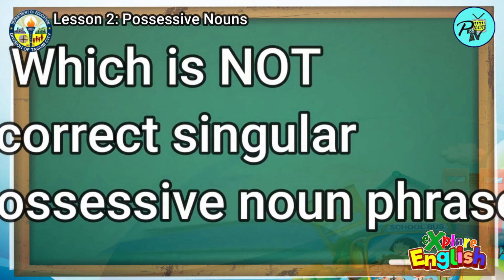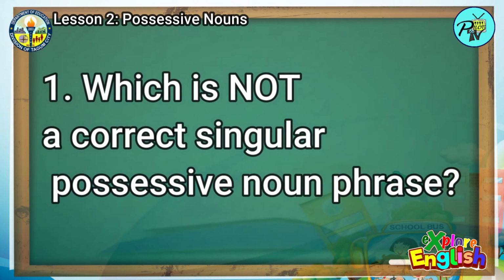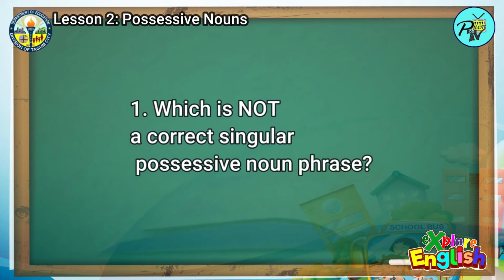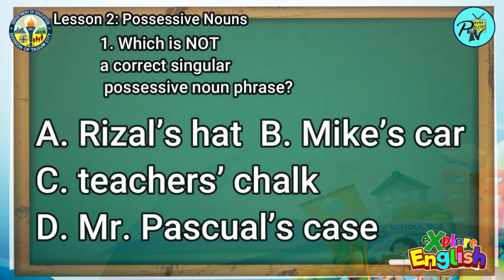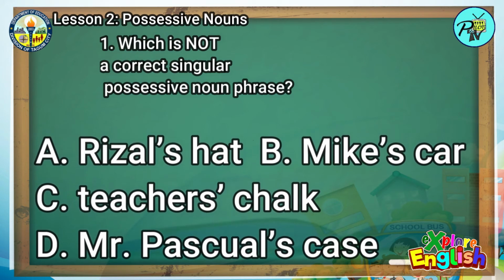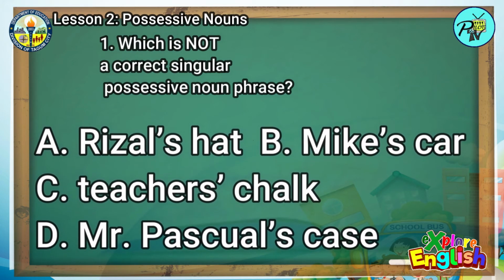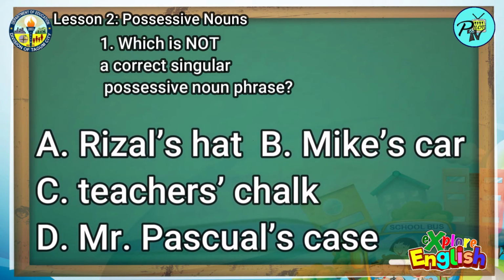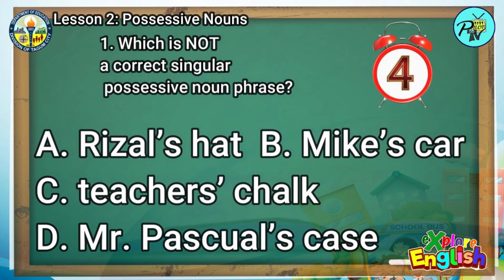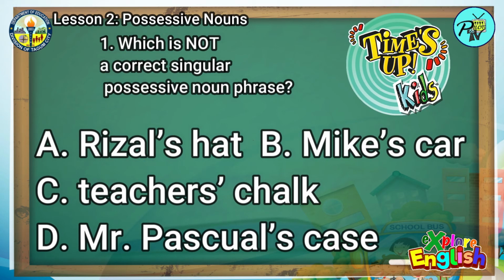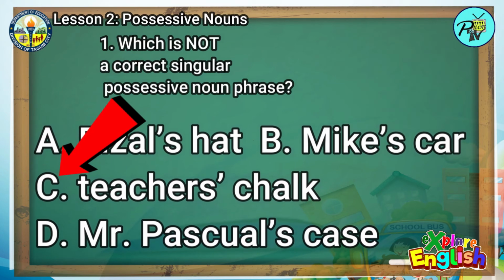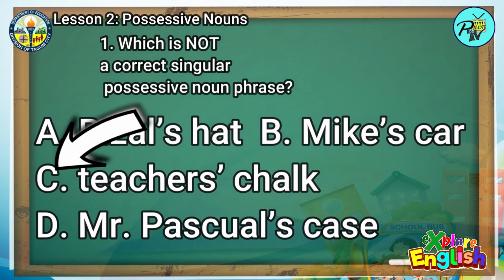Number 1. Which is not a correct singular possessive noun phrase? A. Rizal's hat. B. Mike's car. C. Teacher's chalk. D. Mr. Pascual's case. Now what is your answer? Correct! The answer is letter C.